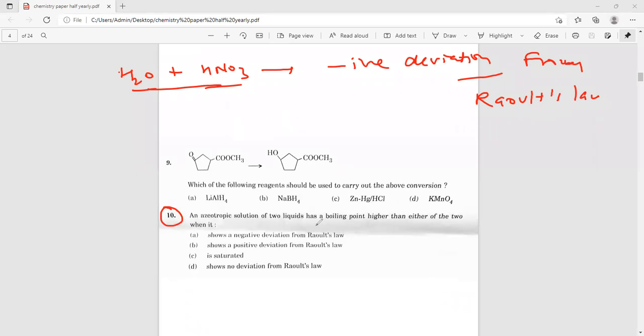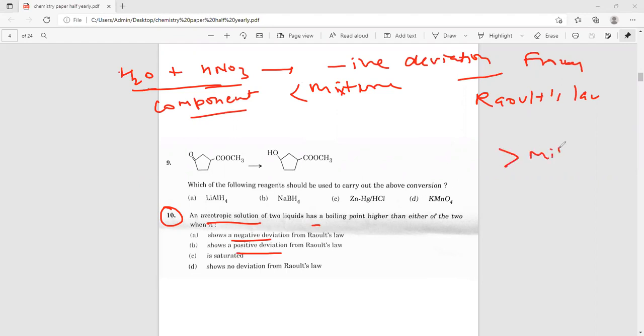Here, the boiling point of the azeotropic mixture is higher than its components. The answer is negative deviation. In case of positive deviation, the boiling point of the mixture is lesser than its components. That is positive deviation. Right? So in the 10th, A is the right answer.